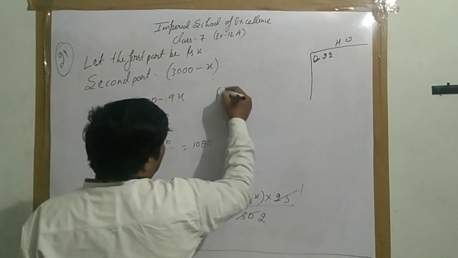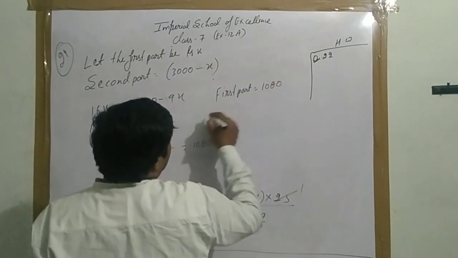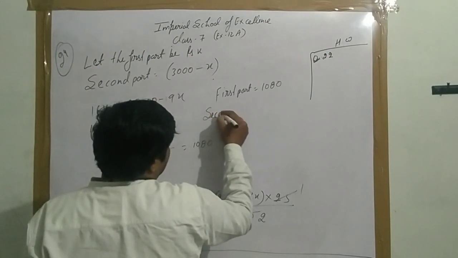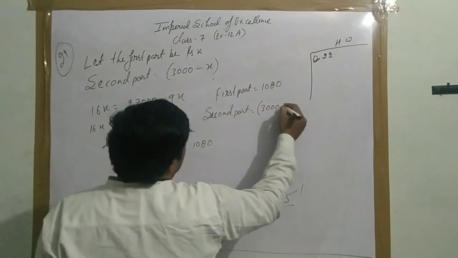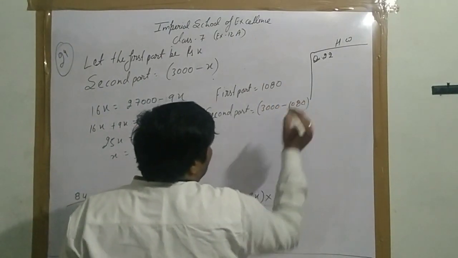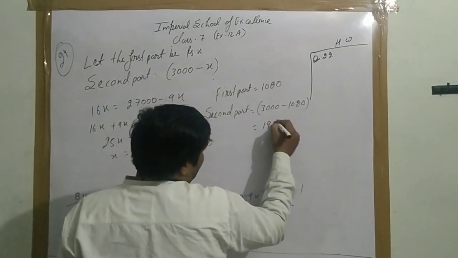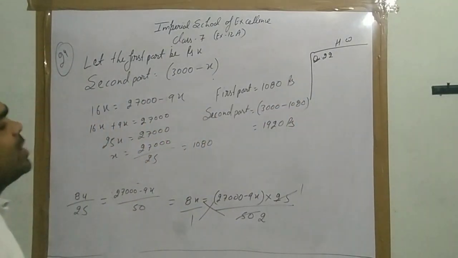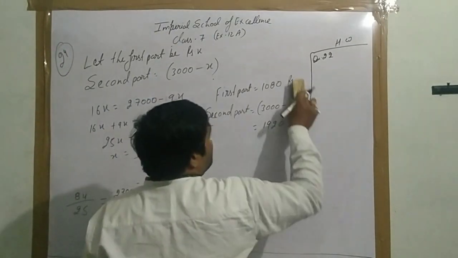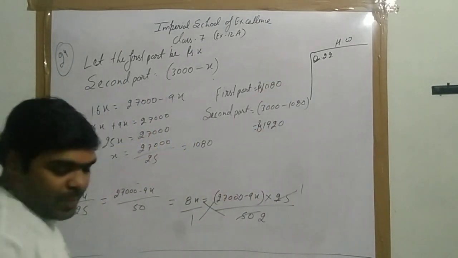Now the first part is 1080. The second part will be 3000 minus 1080. When you subtract this, it will be rupees 1920. First part is rupees 1080, second part is rupees 1920. Rupees should be in front. This is your question number 24.